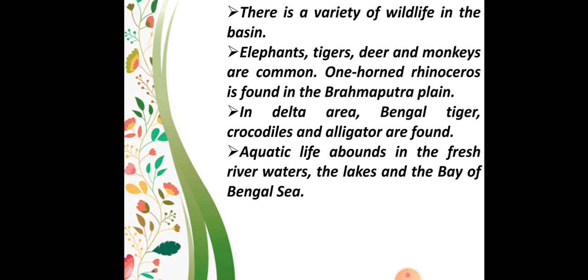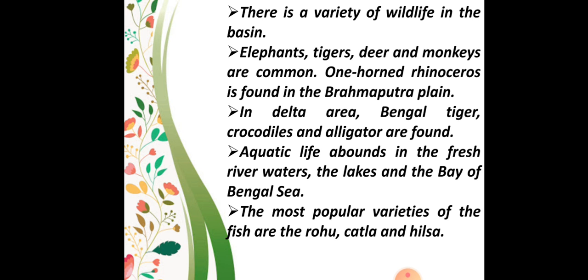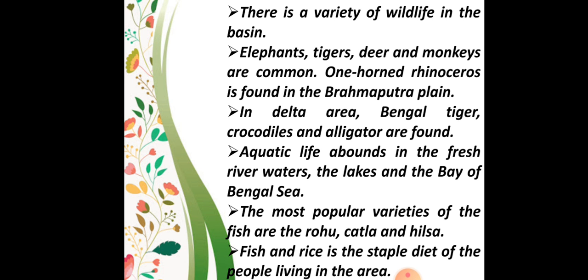Aquatic life abounds in the fresh river water, the lakes, and the Bay of Bengal. The most popular varieties of fish are the rohu, katla, and hilsa. Fish and rice is the staple diet of the people living in the area.